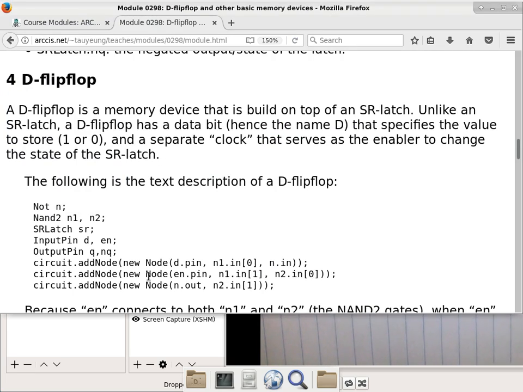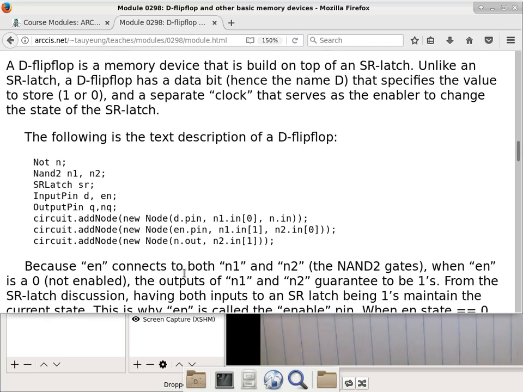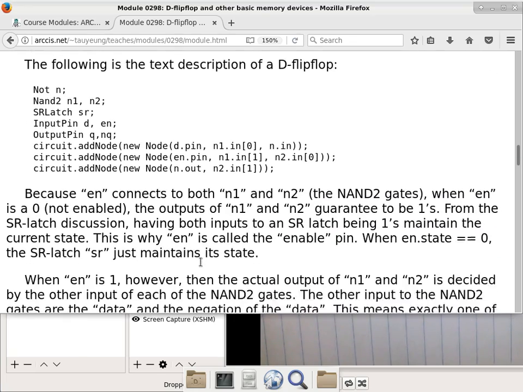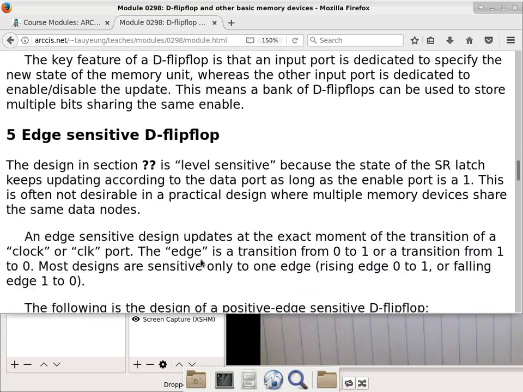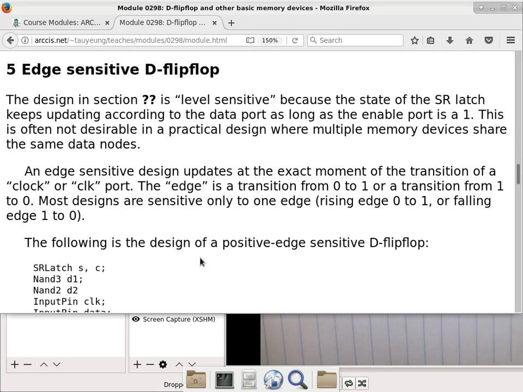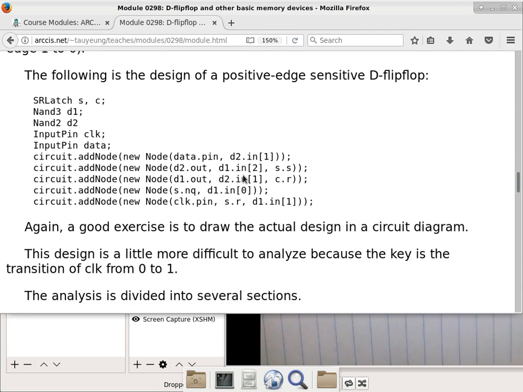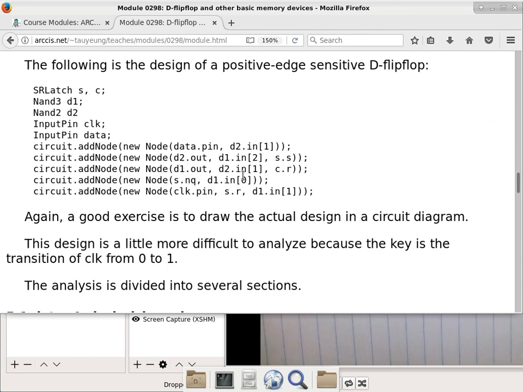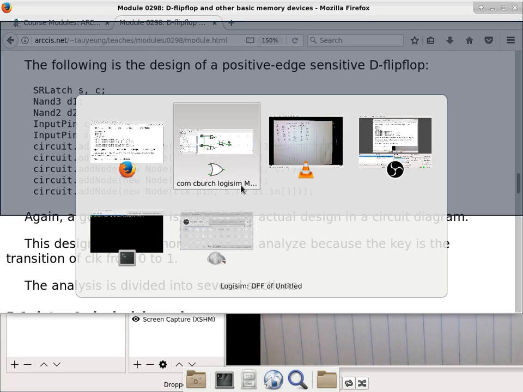So once again, I missed a few lines of the node specification here. I will go back and fix it. And then section 5 talks about an edge-sensitive D flip-flop. This one is even more complex. Okay, so let's go ahead and just create a circuit first, and then we'll try to do some analysis and figure out what it does.